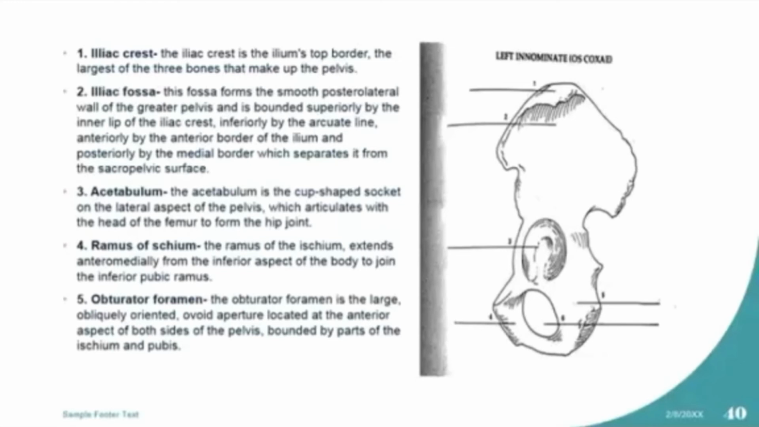Number 4 is the ramus of ischium. Ramus of ischium extends anteromedially from the inferior aspect of the body to join the inferior pubic ramus. Number 5 is the obturator foramen. The obturator foramen is the large, obliquely oriented, ovoid aperture located at the anterior aspect of both sides of the pelvis, bounded by parts of the ischium and pubis.